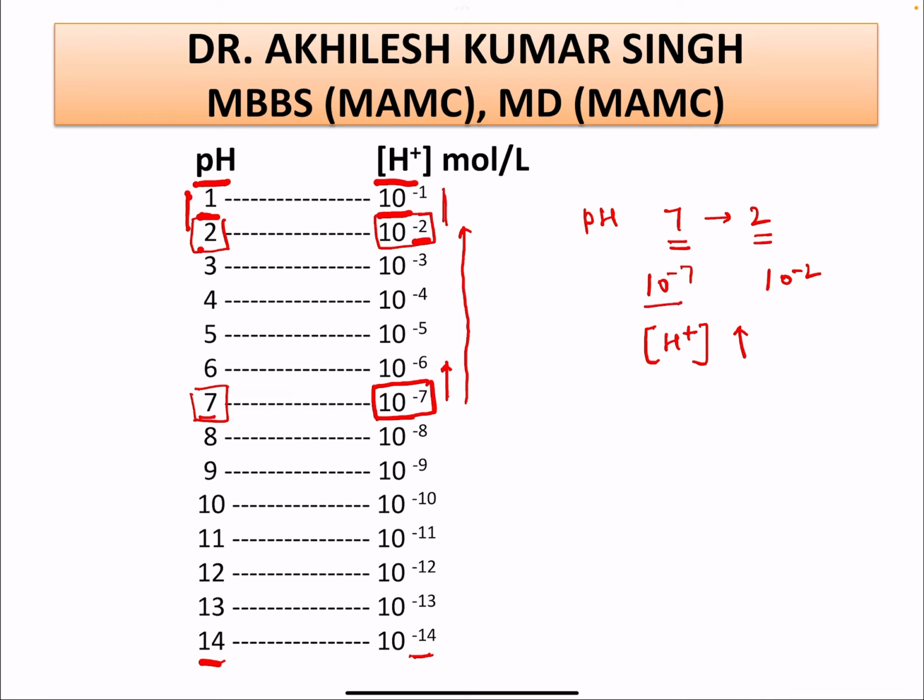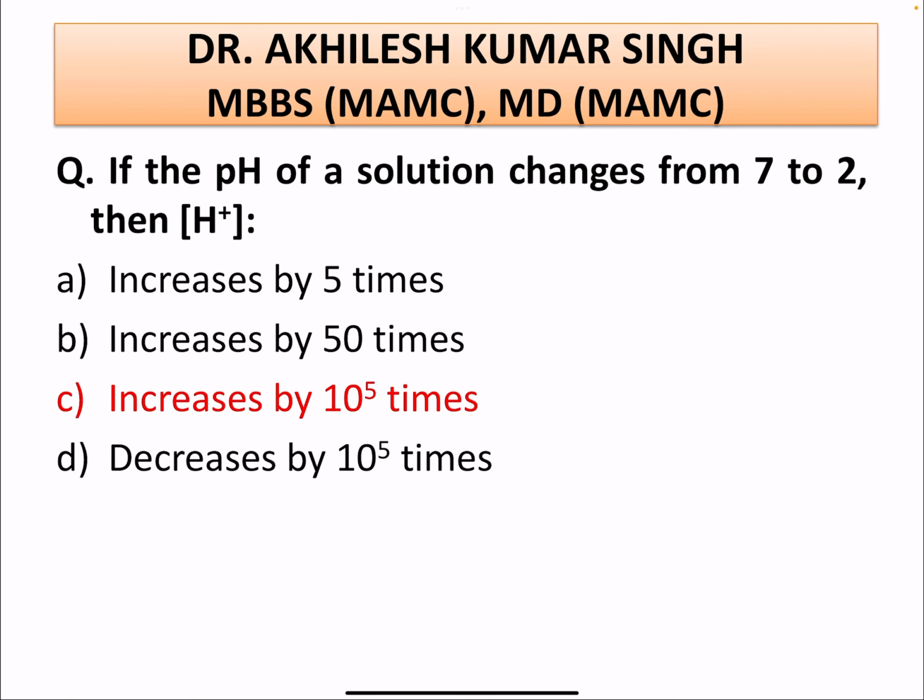You can see here the difference between 10 raised to the power minus 7 and 10 raised to the power minus 2. The difference is 10 raised to the power 5. So when the pH changes from 7 to 2, the concentration of hydrogen ion will increase by 10 raised to the power 5 times. Now let us look at the options. If the pH changes from 7 to 2, the concentration of hydrogen ion will increase, by 10 raised to the power 5 times. So this is the correct answer here.